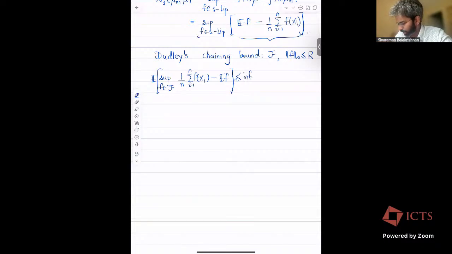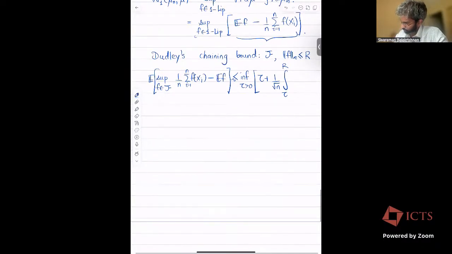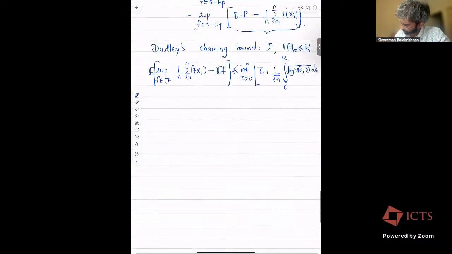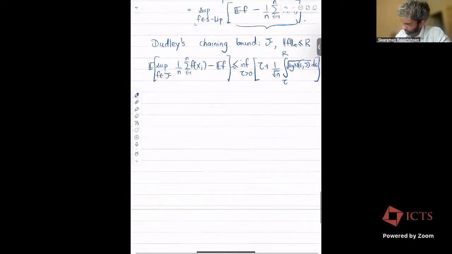I can pick any resolution tau that I want. I can sort of cut off the process, cut off my discretization at that tau. And then you get something which is called the entropy integral of your class of functions, which in this case will look like this. It's the integral from this of the square root of the log of the covering number of your collection of functions. Okay, so this is the chaining bound.